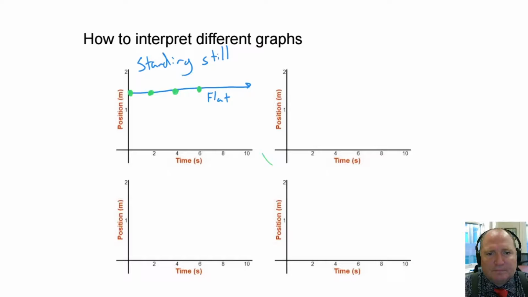Another way this could look is it could have a positive slope. So we could have a line that looks something like this. So this is moving away.